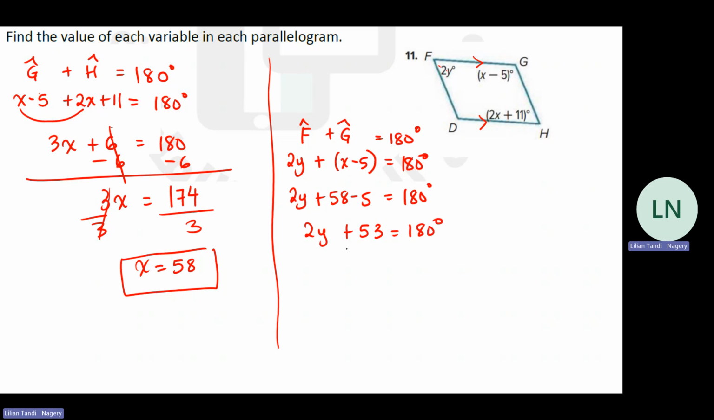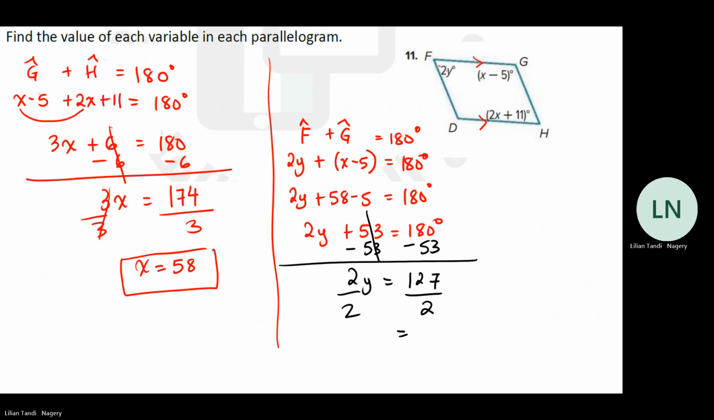Then I minus 53 on both sides. This goes away. 2y equals 127. Okay, then I divide by 2, I divide by 2. That should give me 127 divided by 2 gives me 63.5. So this is y.